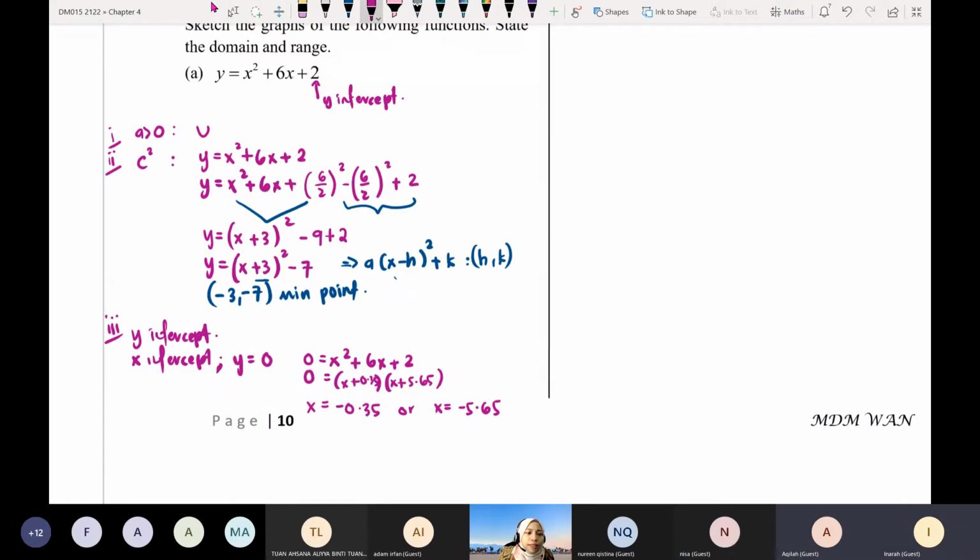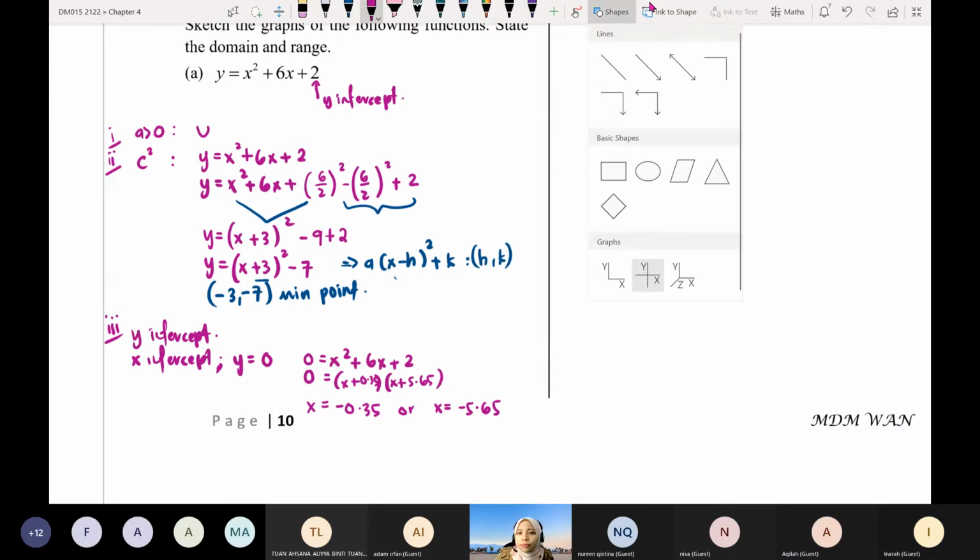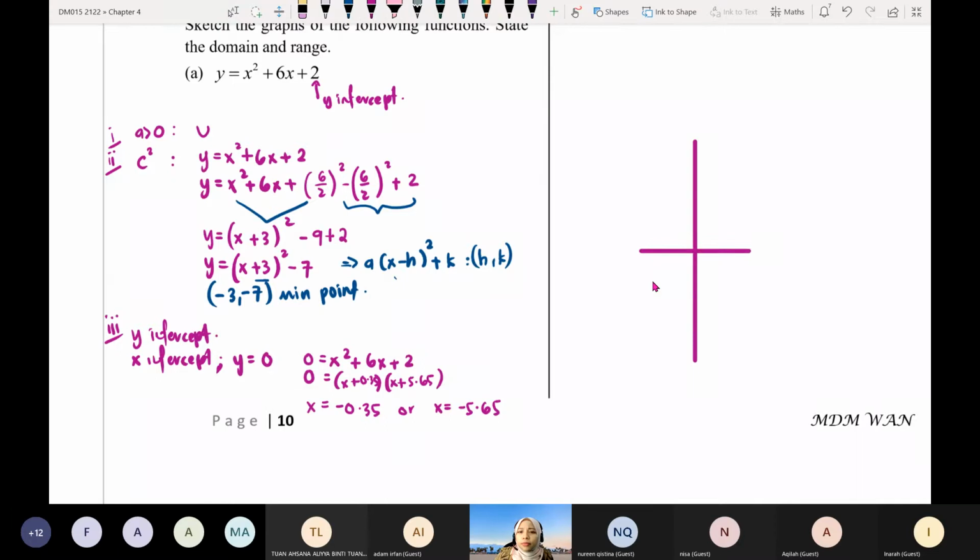Sketch. Okay, dia terus nak sketch. Okay, I buat belah sini supaya you nampak clearly. So this is our x, this is your y. Axis kena tulis. Ada setengah tak tulis, kena potong markah.